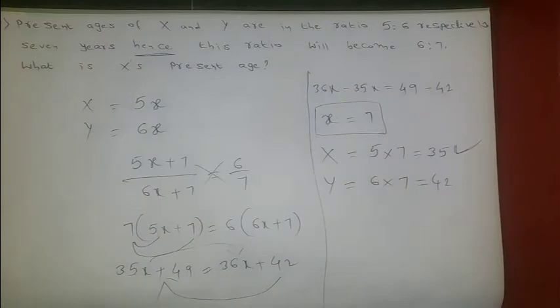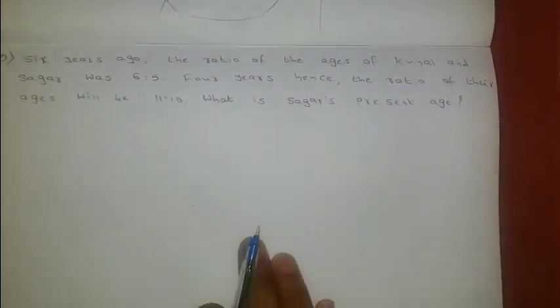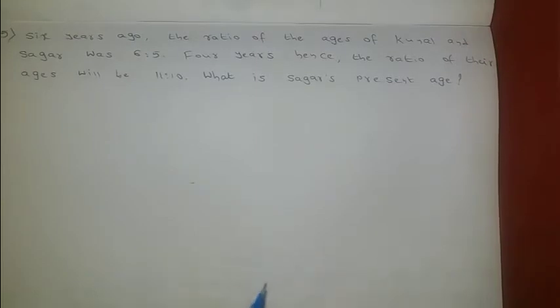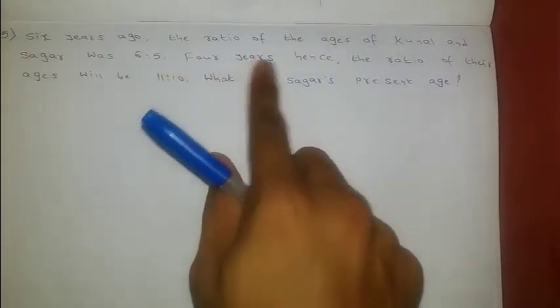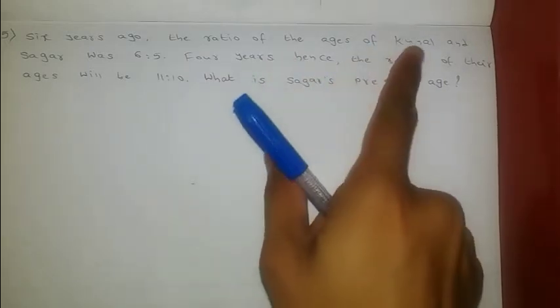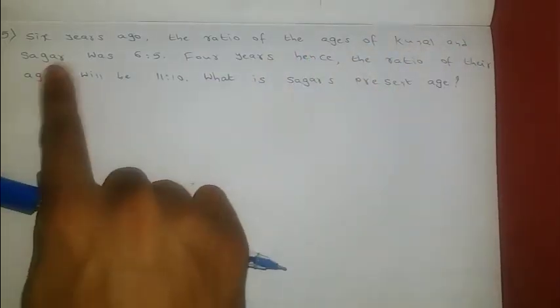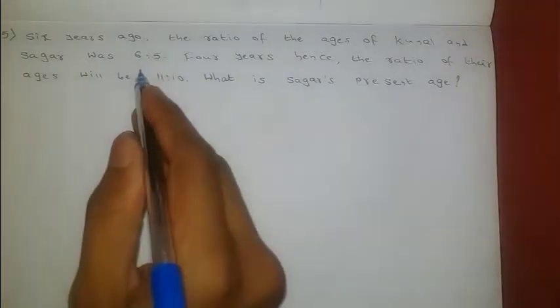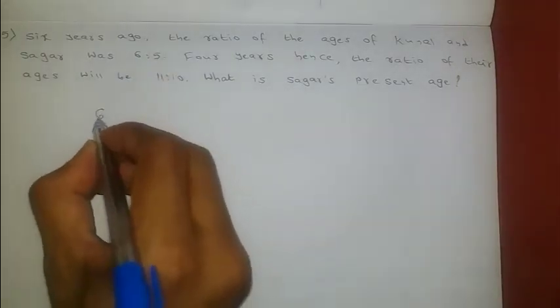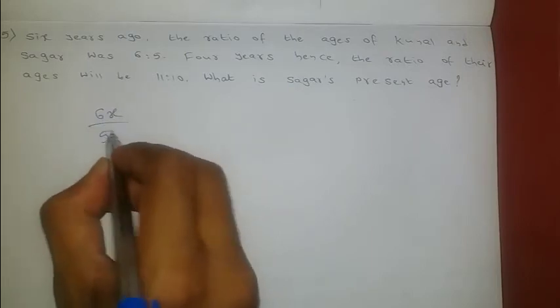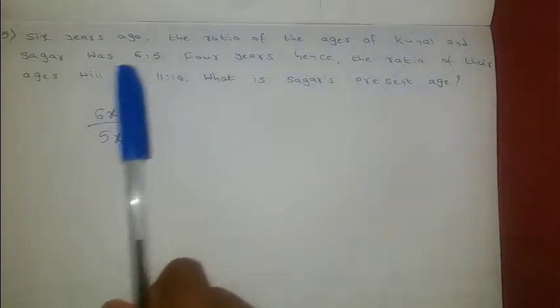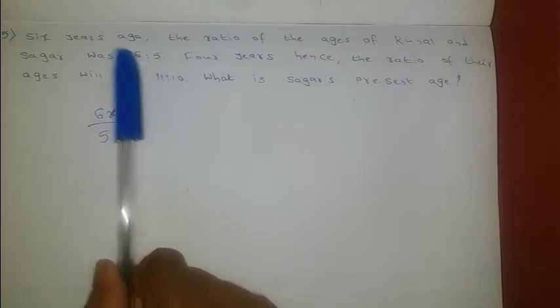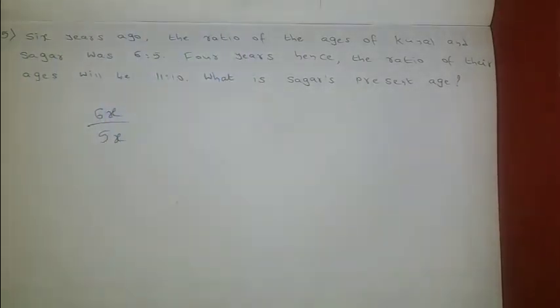Okay, let's move to next question. The next question is: 6 years ago, the ratio of the ages of Kunal and Sagar was 6:5. So they are 6:5. It is nothing but 6x by 5x. He clearly mentioned this ratio was 6 years ago.